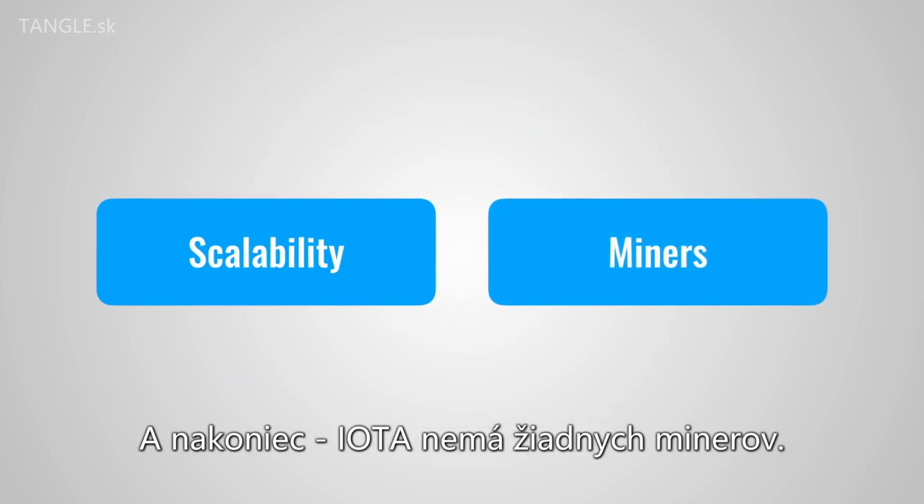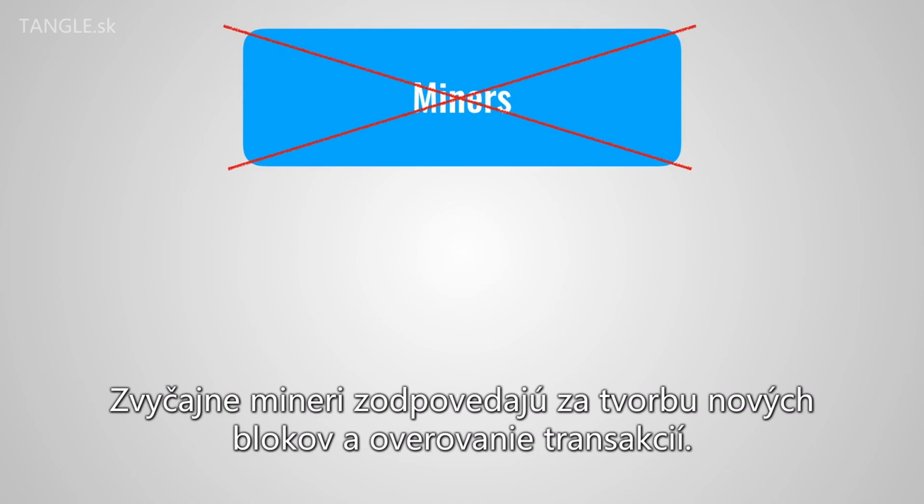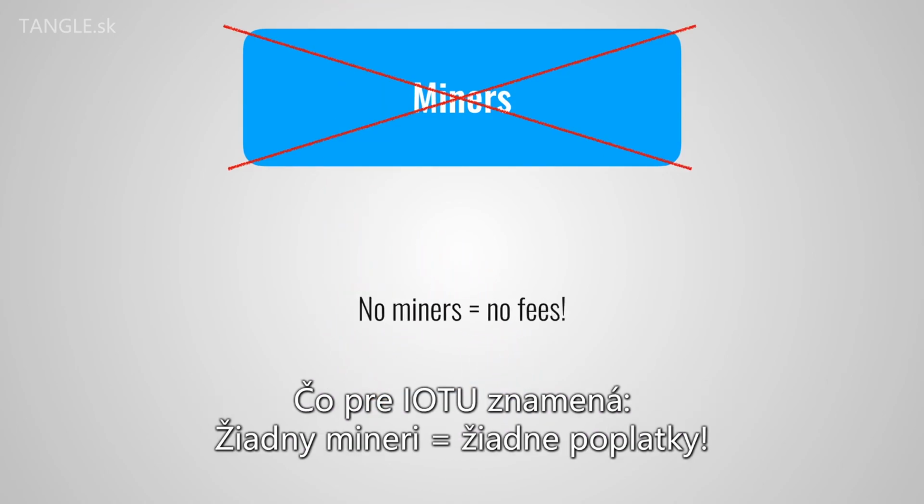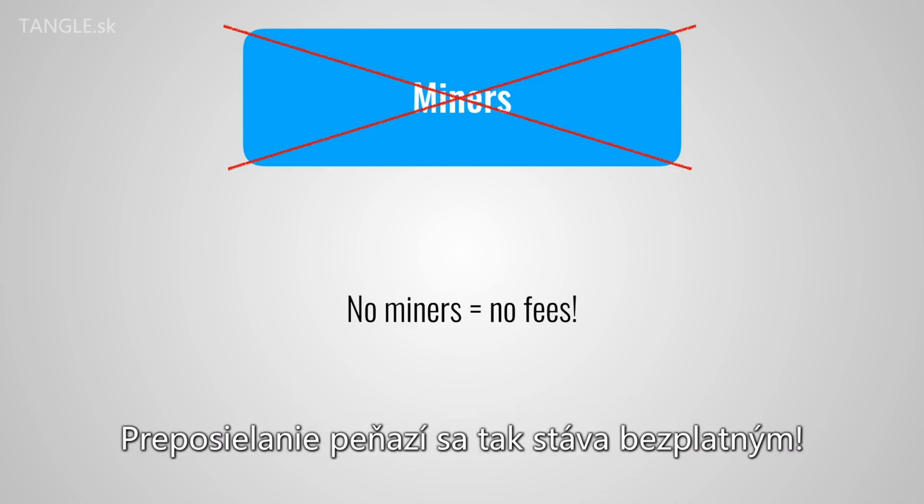And finally, IOTA has no miners. Usually, miners are there to create blocks and validate transactions. For this hard work, miners take a fee from each transaction. In IOTA, no miners means no fees. Sending money around is thus completely free.